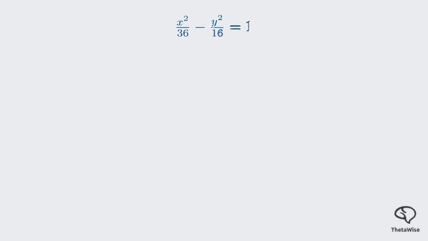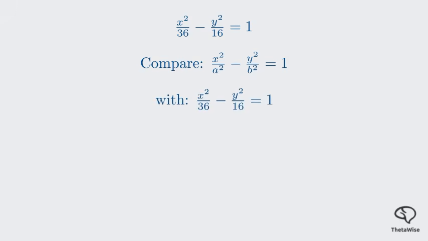Now that we have the equation in standard form, x squared over 36 minus y squared over 16 equals 1, we can easily identify our key values, a and b. Recall the general form is x squared over a squared minus y squared over b squared equals 1. By comparing the two equations, we can see that a squared is equal to 36 and b squared is equal to 16. The value a tells us the distance from the origin to the vertices, and b helps us find the asymptotes. To find a and b, we just need to take the square root of both sides.